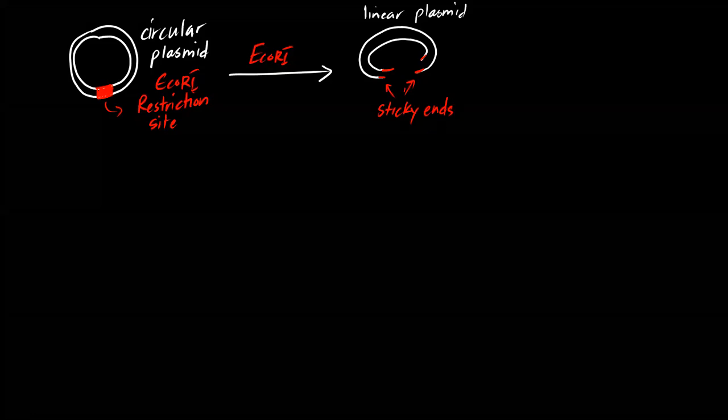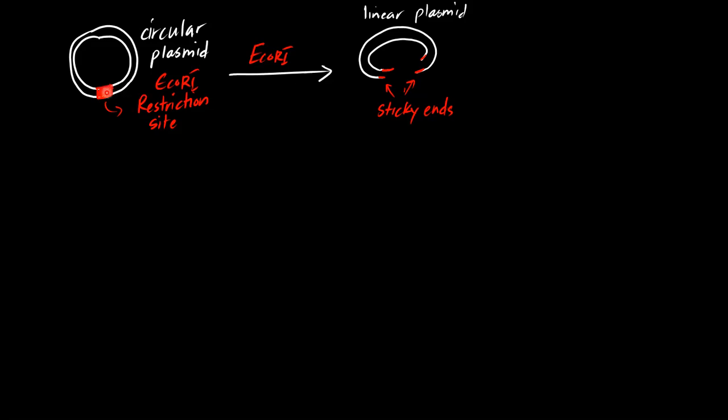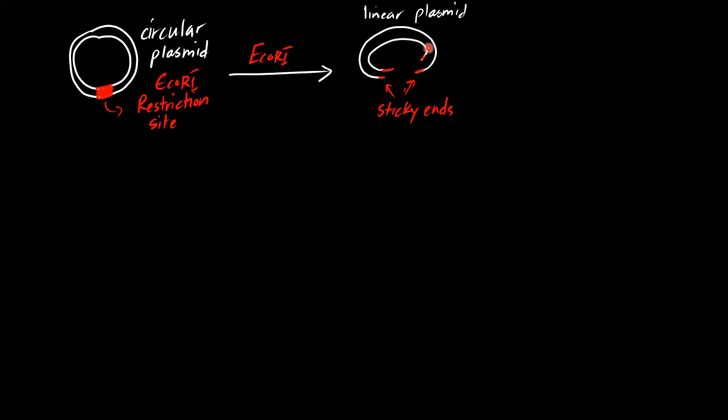Okay, so a single restriction site on the plasmid means that if the plasmid is cut with the enzyme, now we have a linear plasmid. So this is a linear plasmid. I draw it like this just to indicate that it's a plasmid, but actually this is a linear DNA molecule. This is a circular DNA molecule.